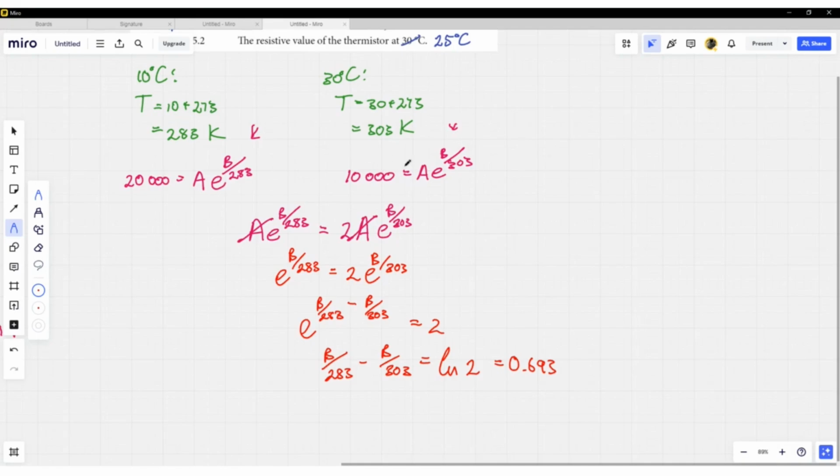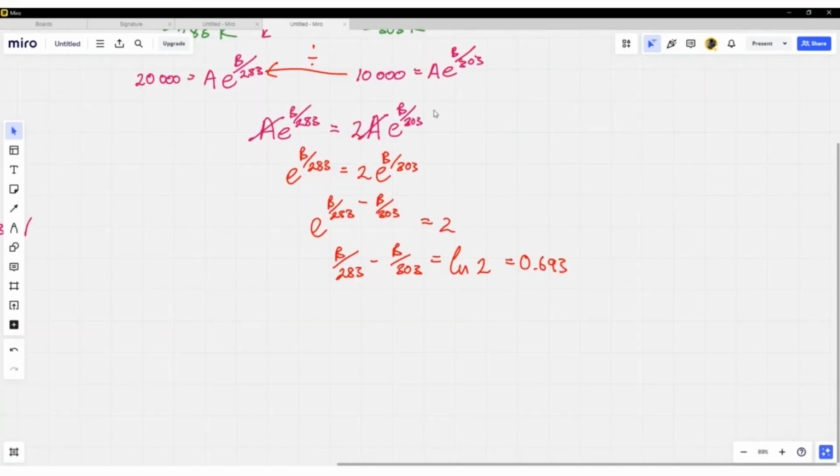The other way you could have done this, you could have actually just divided this equation into that one. That can also work, but then you essentially just end up with the same result that we had here. Anyways, so now we can actually go and do some calculations here.